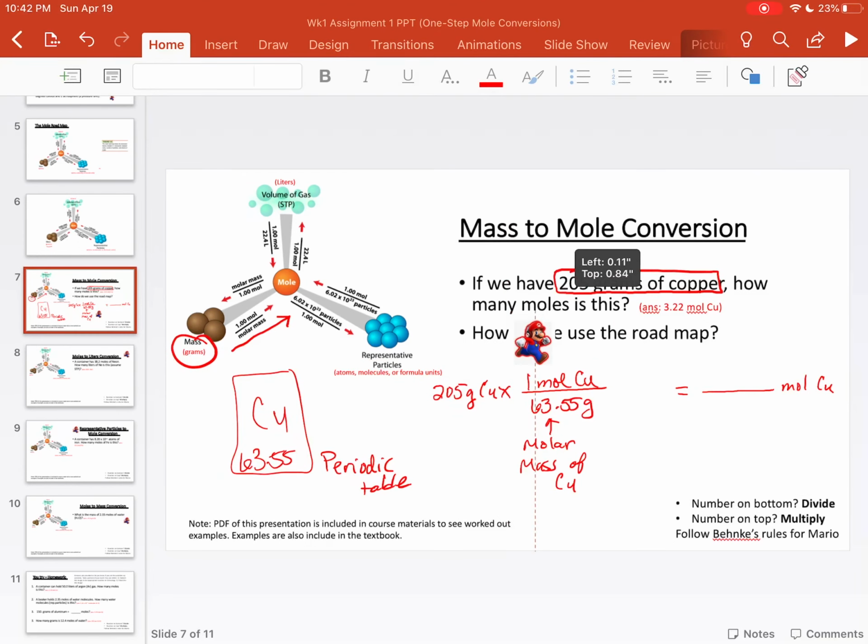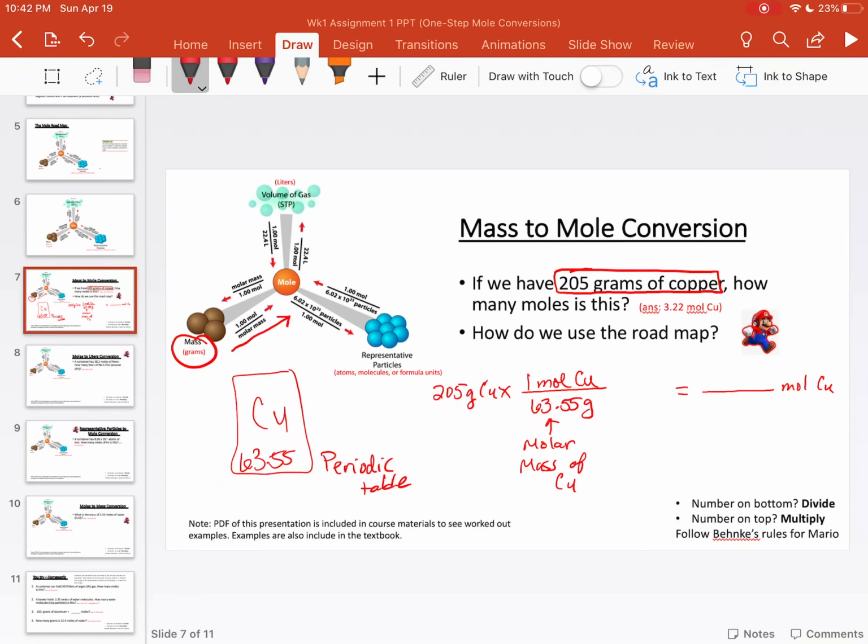205 times 1 divided by 63.5 equals. And we'll get our answer. And the answer happens to be 3.22 moles of copper. So in our calculator, we type 205 times 1 divided by 63.55 equals, and we'll get that answer.